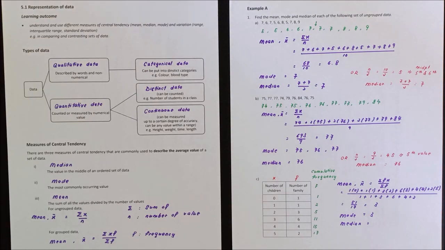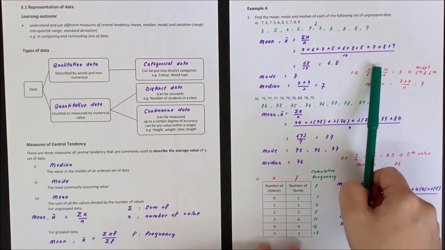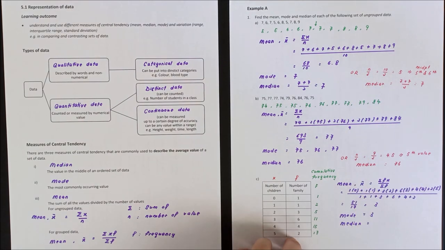Just like that. Then we are going to use this to help us find the median. So how are we going to do that? We do the same thing as what we have done just now. So n over 2.